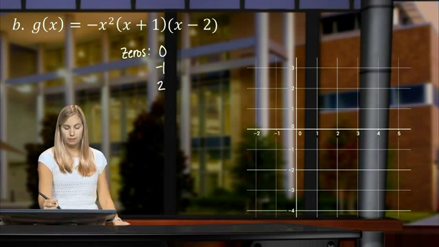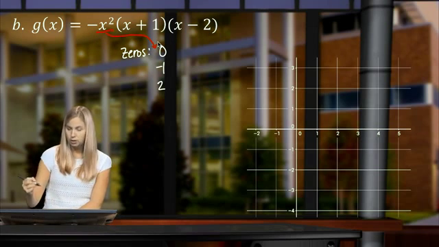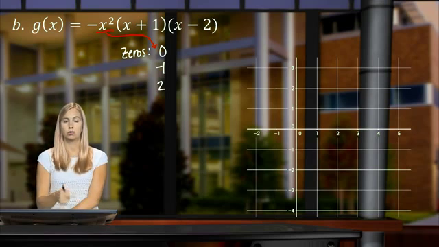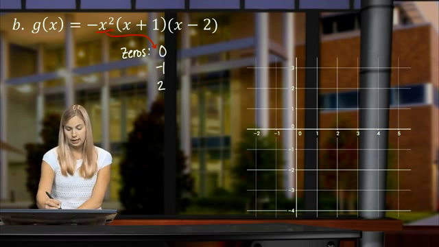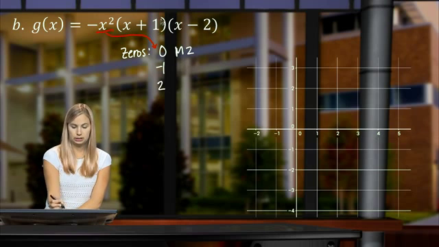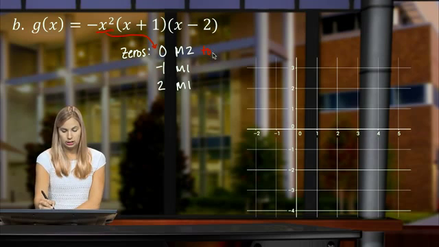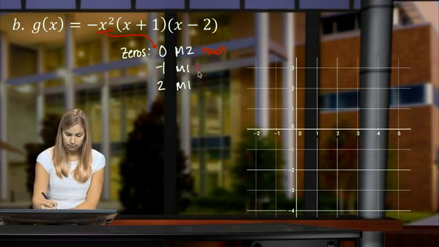What's the multiplicity of this first 0? Again, this 0 came from that x squared. In the previous example, we didn't have a 0 at 0 because the lead coefficient, or that first factor, was just 2. The multiplicity of this 0 is 2. The multiplicity of this 0 is 1. And the multiplicity of my last 0 is also 1. Even multiplicity is the graph touches the x-axis. Odd multiplicity is the graph crosses.